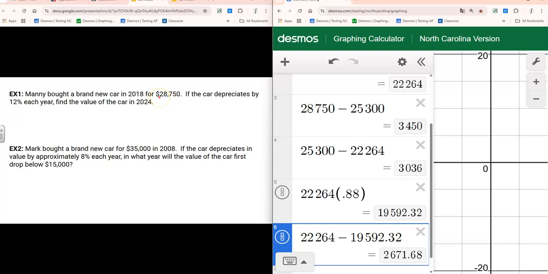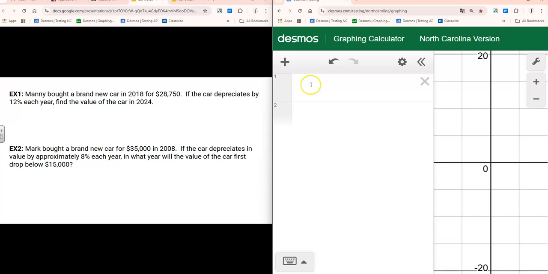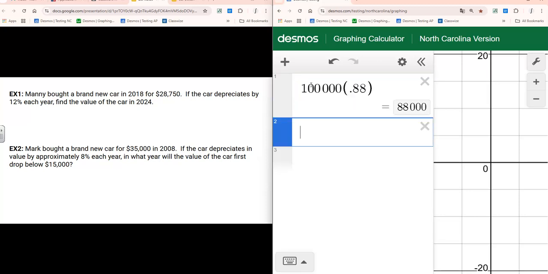Let's talk about $100,000 SUVs. People go spend $100,000 on an SUV. If it loses 12% per year, in that first year you lose $12,000 in value if it depreciates at that rate. Cars depreciate at different rates for a lot of different reasons.